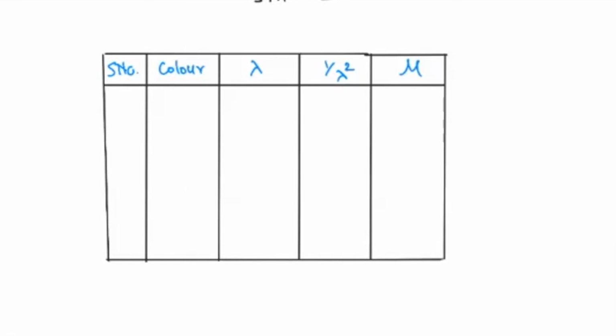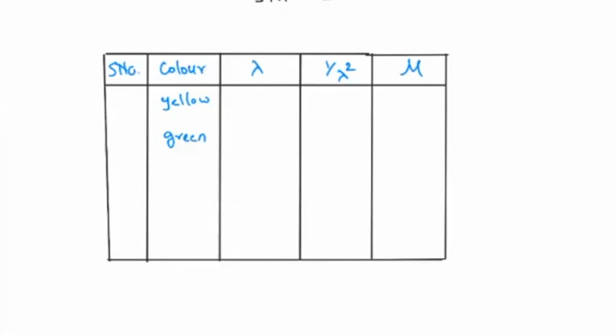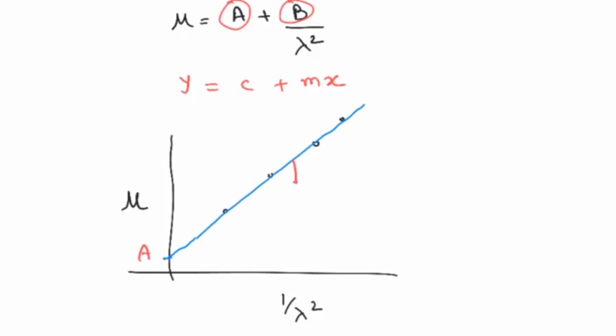So again, your colors, yellow, green, blue, violet 2. Lambda is also given. You can calculate 1 by lambda square. Mu you got from the previous table. So now you have to plot this graph and calculate the value of A and B, which are Cauchy's constants.